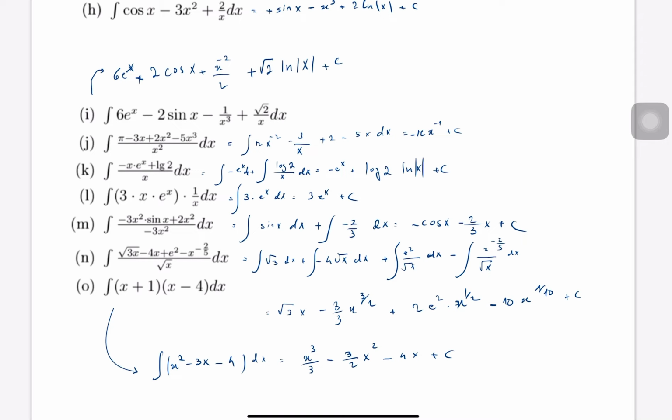The first integral will be this. And the minus 3 per x will be minus 3 times ln x. Plus 2 will be plus 2x, and 5x will be minus 5x power 2 per 2 plus c. Okay.